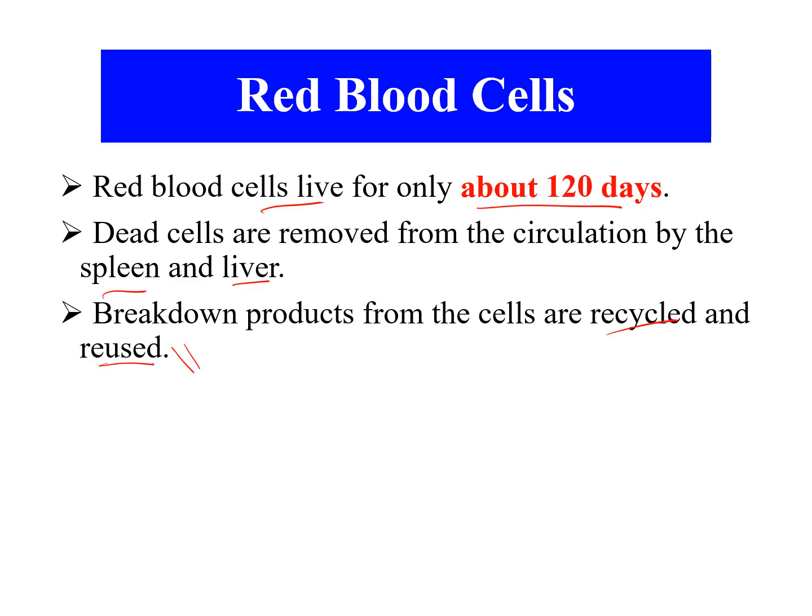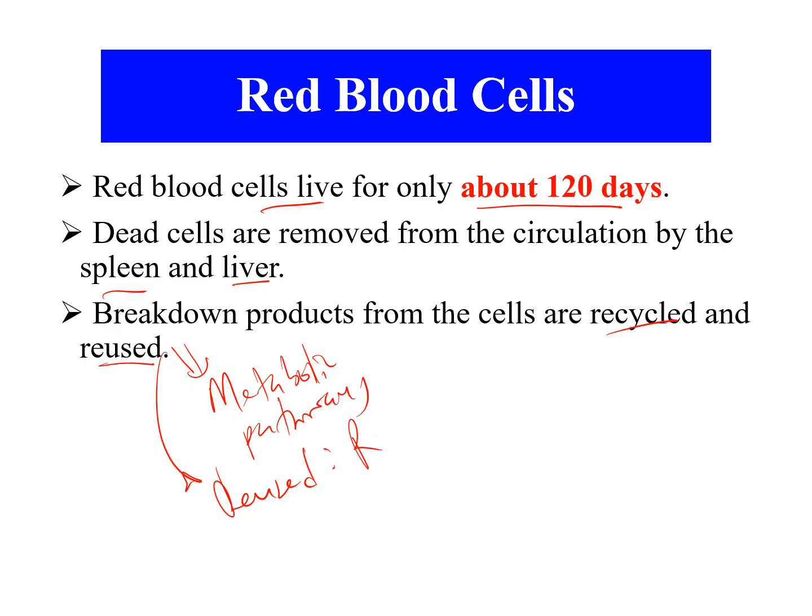Some will be reused in other metabolic pathways. Some are going to be reused in the synthesis of red blood cells. So in the next slide, we're going to look into details how red blood cells are broken down, what components are produced, and how those components are reused or recycled.